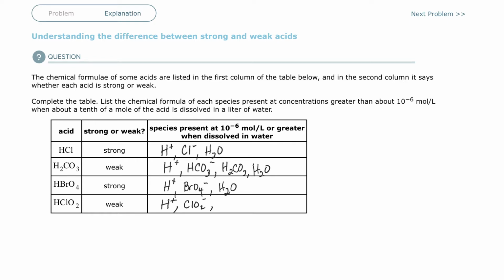Now it's weak, so what does that mean? It means some of the original is going to be in the water, and then the water is in the water. Okay, pretty straightforward. I think you can do it.